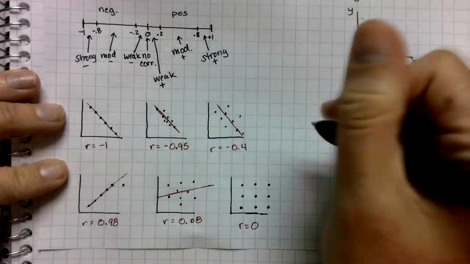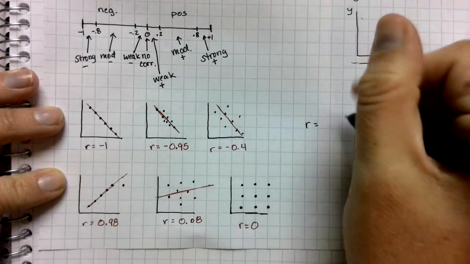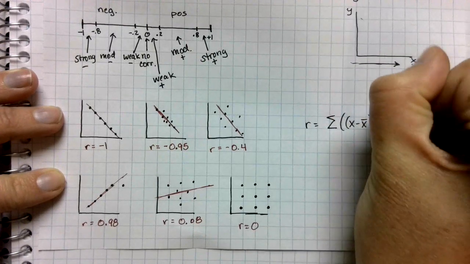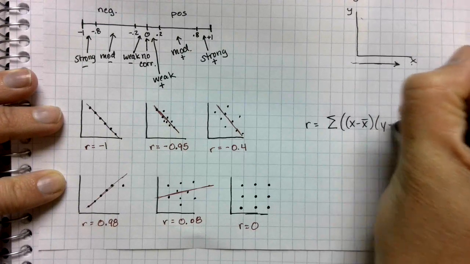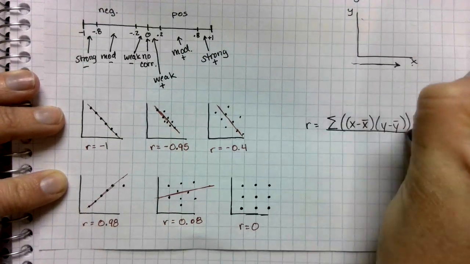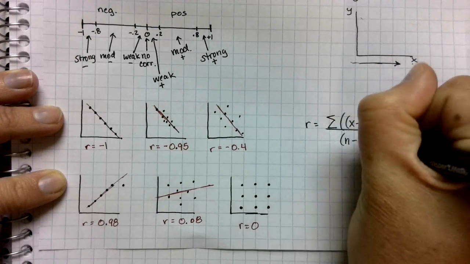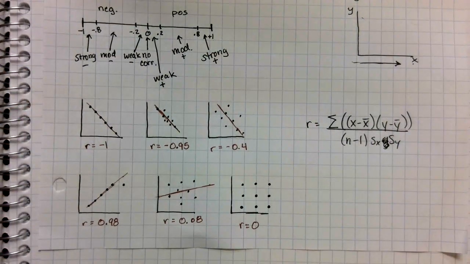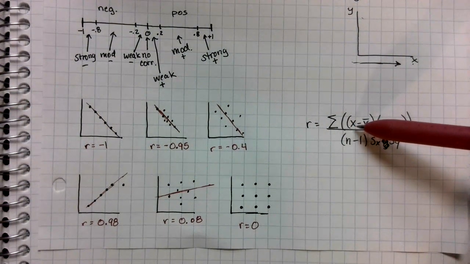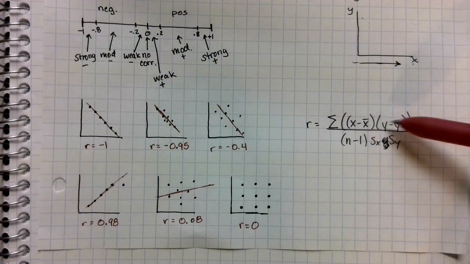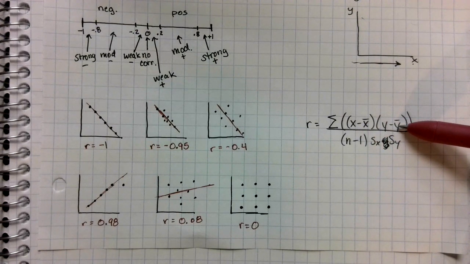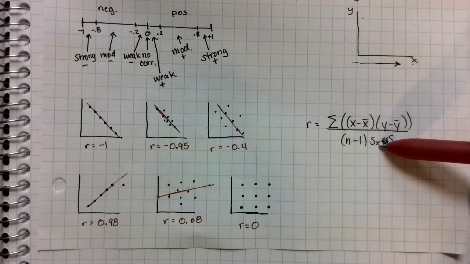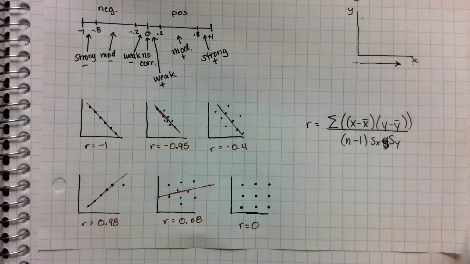Now I want to show you the formula for calculating R. Okay, so this formula is the sum of each x value minus the mean of the x values times each y minus the mean of the y values, divided by your number of pairs minus 1 times the standard deviation of the x's times the standard deviation of the y's.